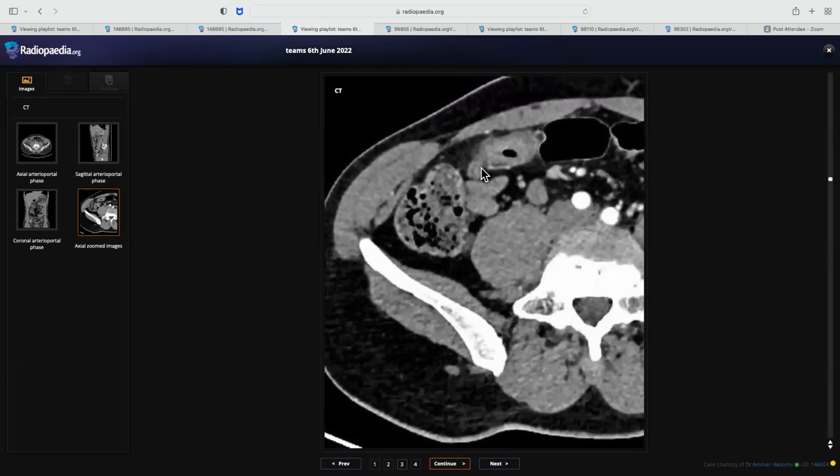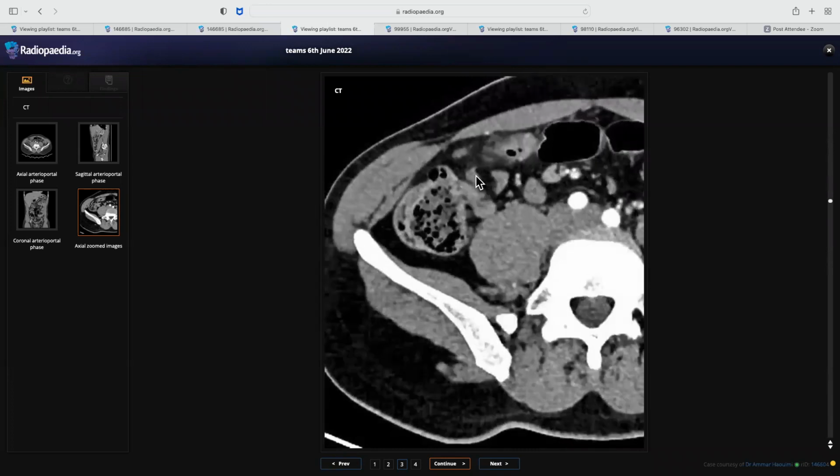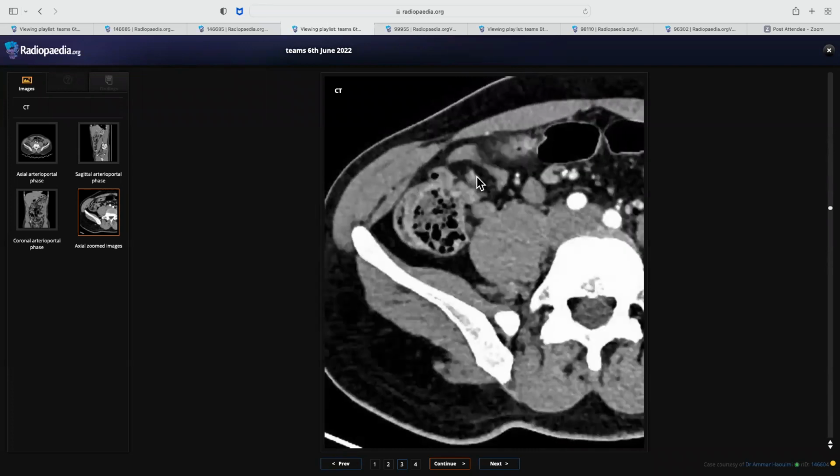So what are the differentials for right iliac fossa pain? What will you look for in a case of right iliac fossa pain? So I'll look for, firstly, the most common, acute appendicitis. It can be associated with appendicular perforation, mass, or abscess. Then there can be appendiceal tumors such as carcinoid.